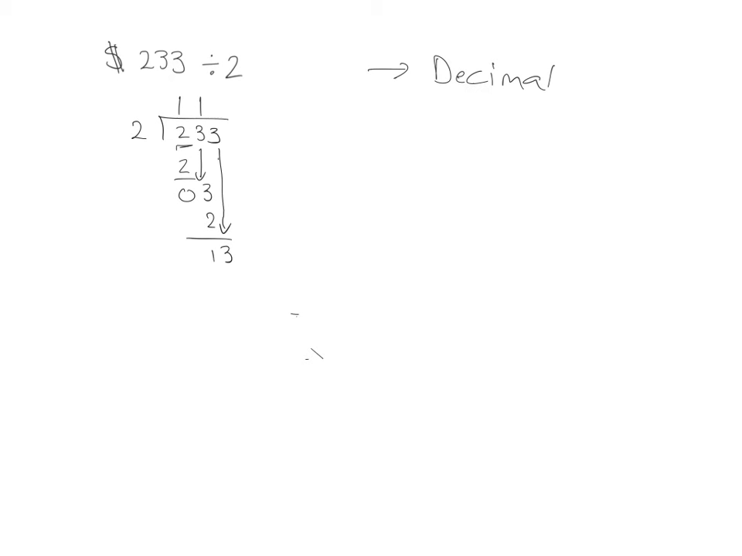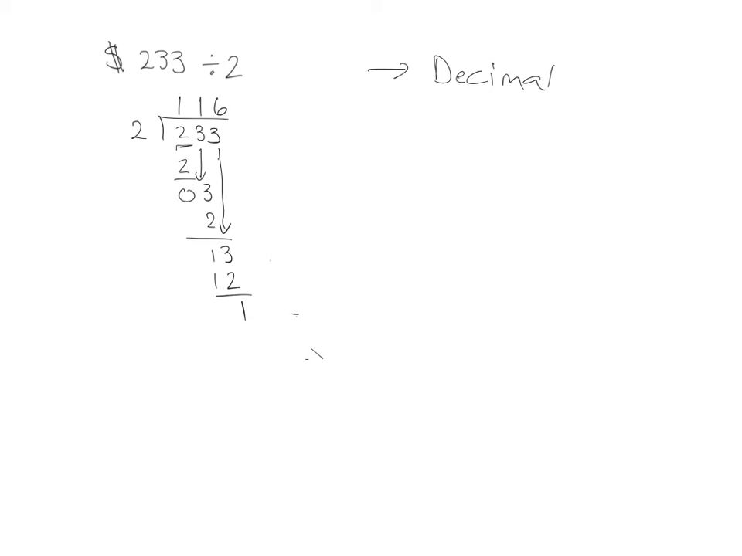We're now left with 13. We're dividing 13 into 2 groups. So think of your multiples: 2, 4, 6, 8, 10, 12, 14. 12 is the best option we've got. So 6 times 2 is 12. And again, we have 1 left over.